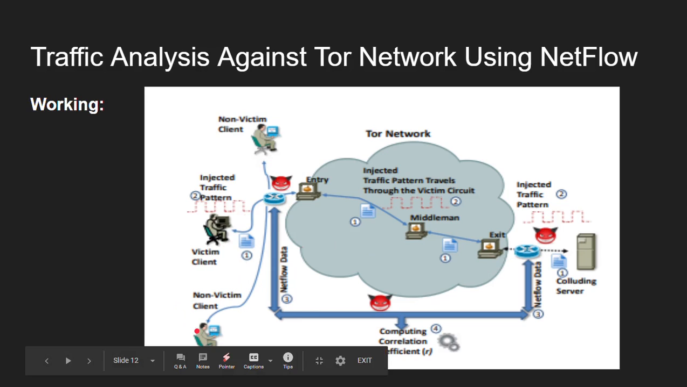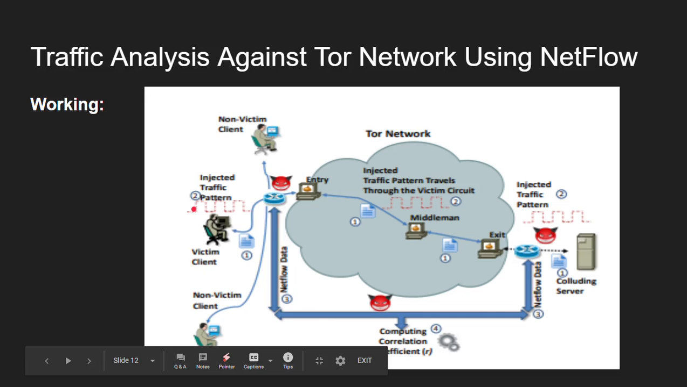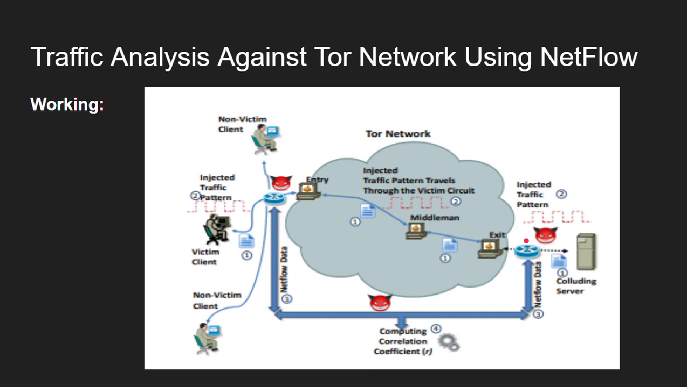On the basis of this correlation coefficient, it will check the correlation coefficient of the client to the entry node that most closely relates to the correlation coefficient of the exit to the server. The correlation statistics that are most similar will be identified as the victim client. In this case, this client's statistics, that as you can see the traffic pattern, will be the most similar to the traffic pattern generated at this end, as you can clearly see. So the attacker will identify this client as the source of the traffic that has been received at the server end. Now, this was all for this method, and I hope it would be clear to you all.